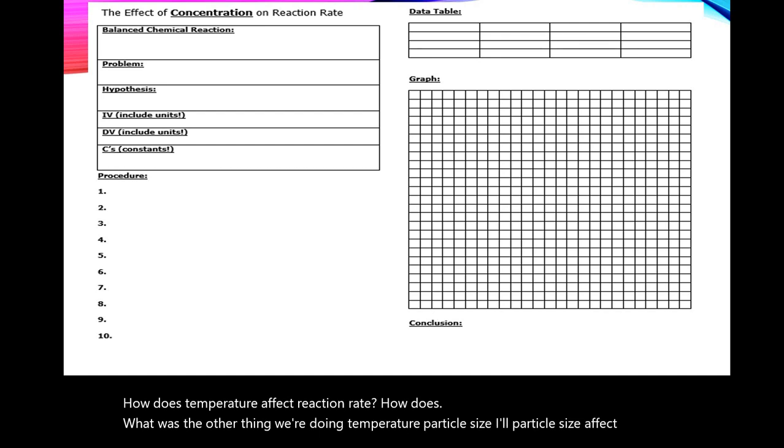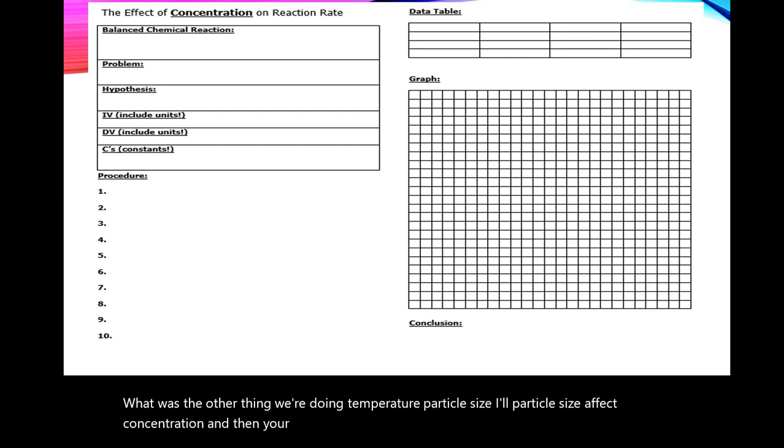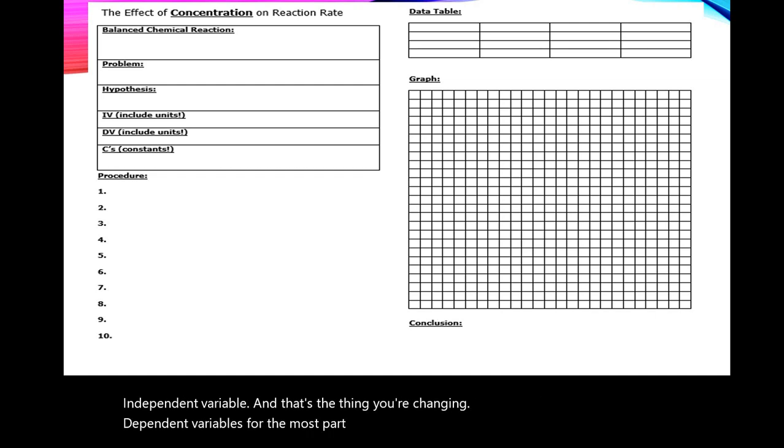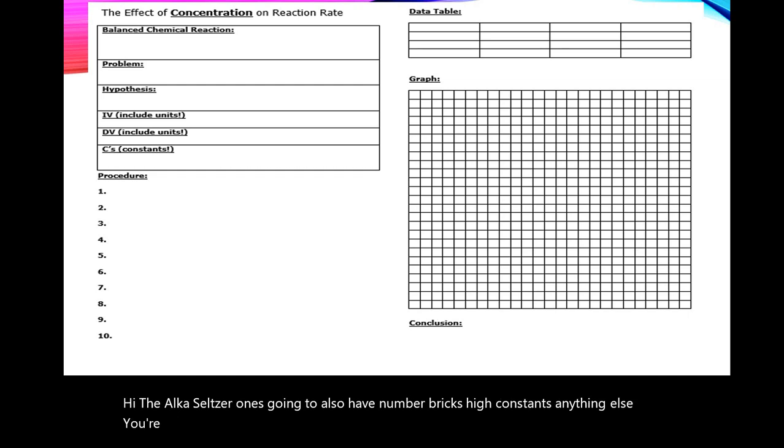And then your guess, hypothesis, IV. Who can tell me what IV was? Independent variable, and that's the thing you're changing. Dependent variable, for the most part, is going to be just what? Time. The Alka-Seltzer one's going to also have number of bricks high. Constants, anything else you're holding constant. So think of everything else you're holding constant.